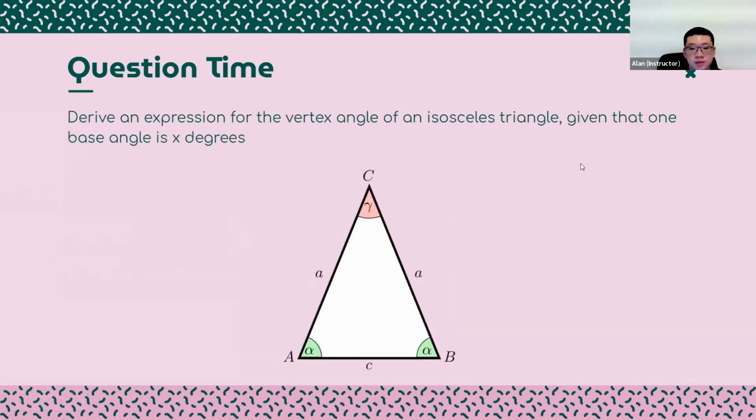And now here's another question. Try to derive an expression for the vertex angle of an isosceles triangle, given that the base angle is x degrees. I'll give you guys maybe 1 to 2 minutes on this one.